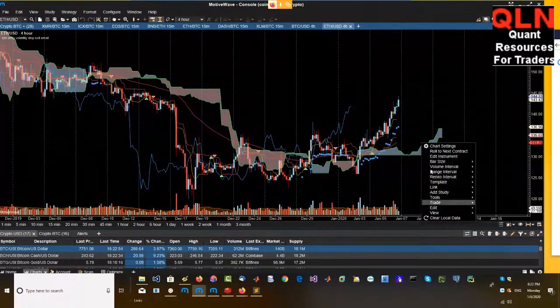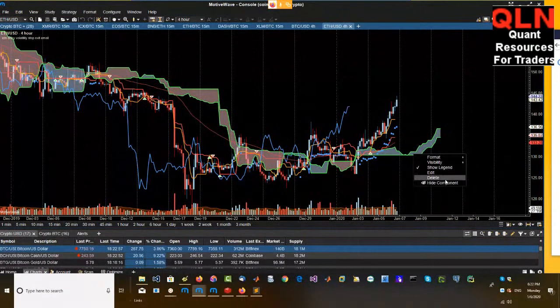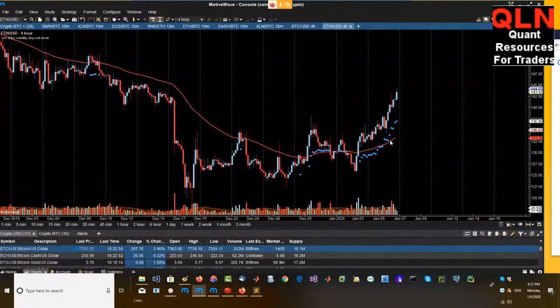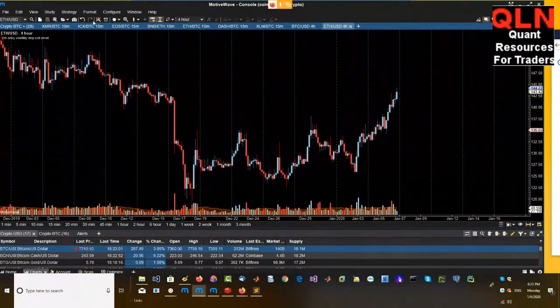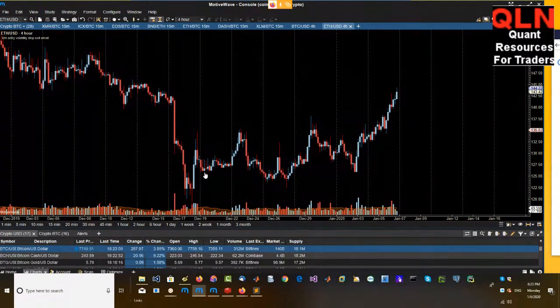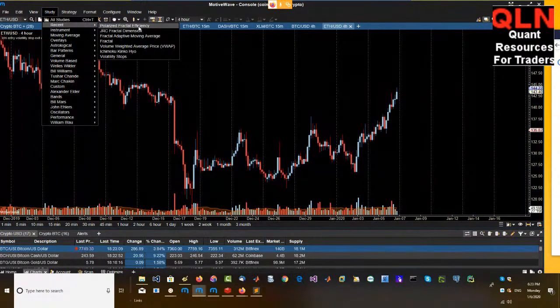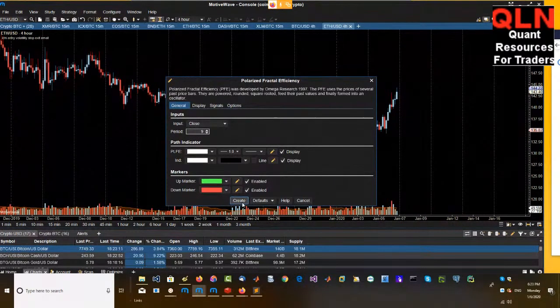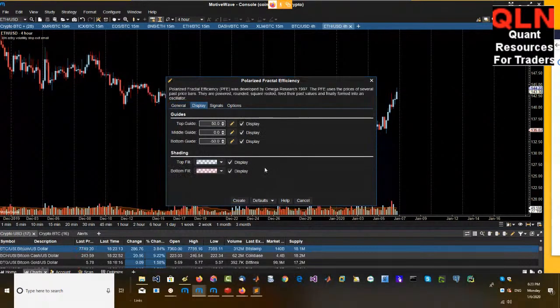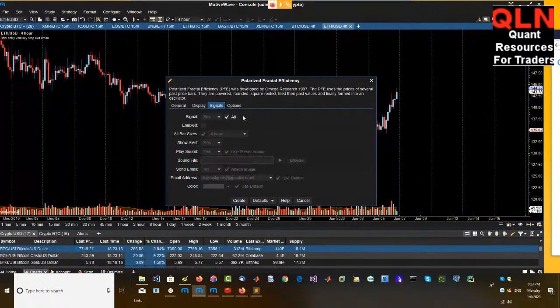Okay, let me kill all these indicators here. Boom, boom, boom. There you go, clean chart. All right, so let's apply... that's a 4-hour time frame. Yeah, it is. Okay, let's do this PFE thing. Okay, so we have some lines displayed here. Well, we do have signals. Let's see what kind of signals we can get.